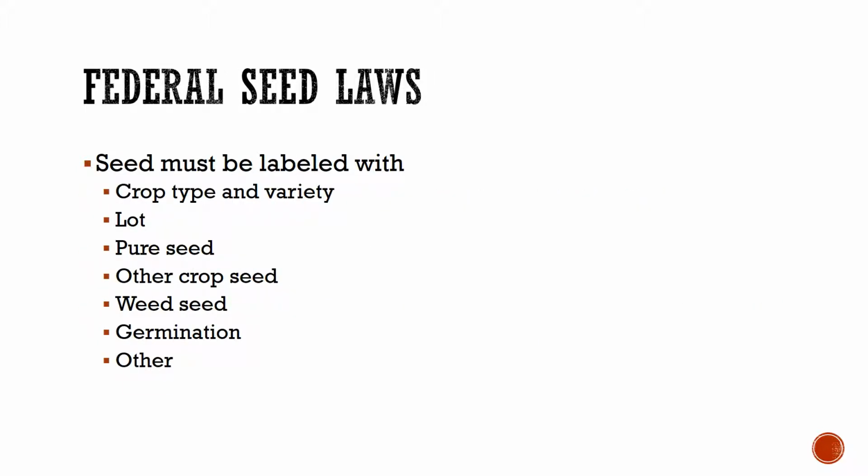Here are just a couple of the federal seed laws. The seed has to be labeled, and there are 9 items it has to have. It has to have the crop and variety, the lot, so where that seed came from, and the pure seed type. If there's any other crop seed with it, it has to list that, along with the weed seed, germination, and many other labels that go along with it.